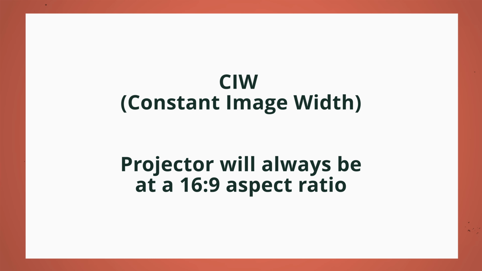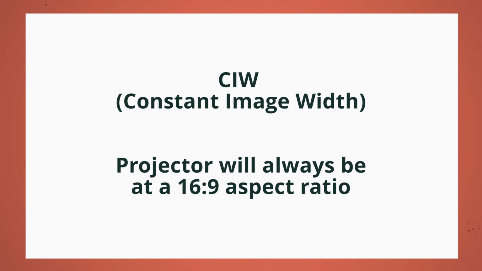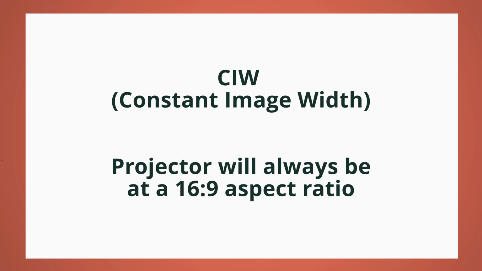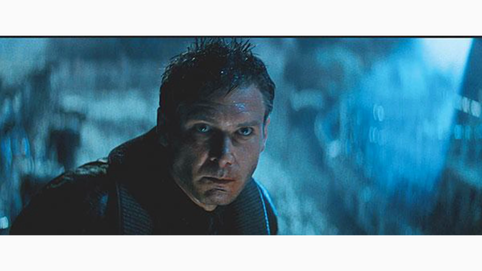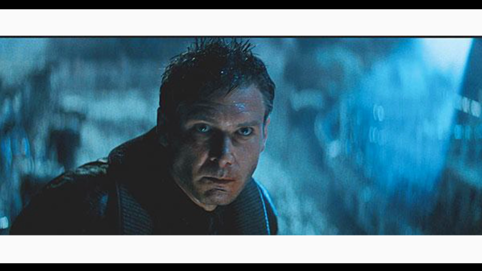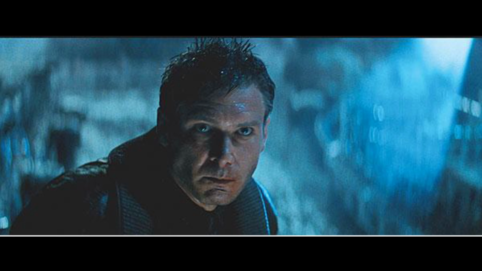But at all times, in a constant image width system, you will have a 16:9 aspect ratio projector screen, not CinemaScope. So it's basically the same idea as having a 16:9 television. You've got your 16:9 aspect ratio at all times. And then if you switch over to something that is 2.35 to 1, you'll see the motorized masks start to crop in on the top and the bottom.